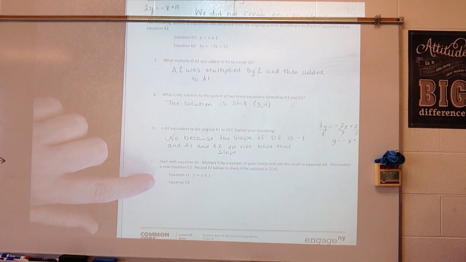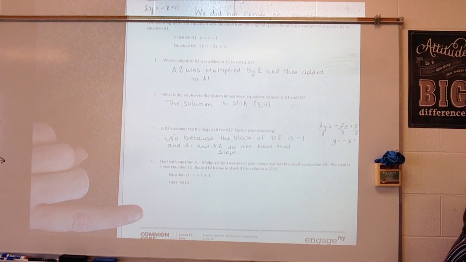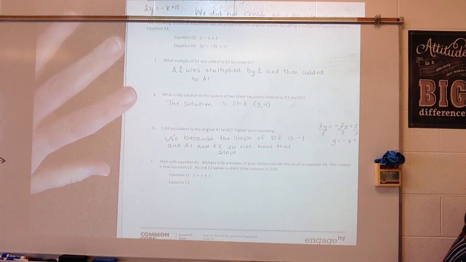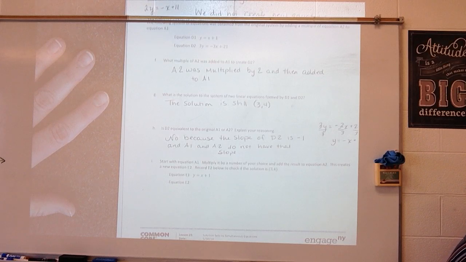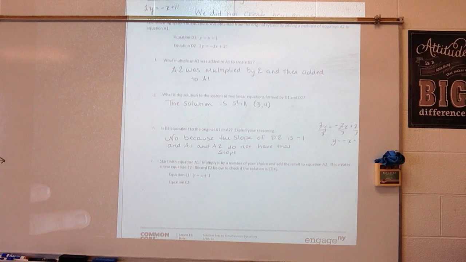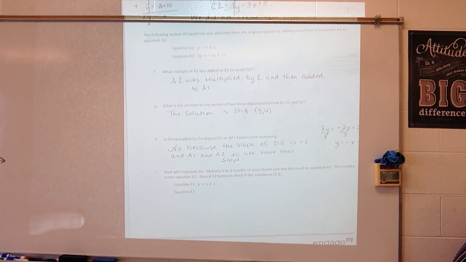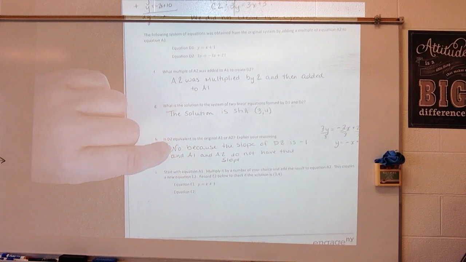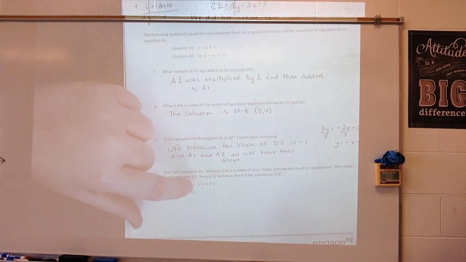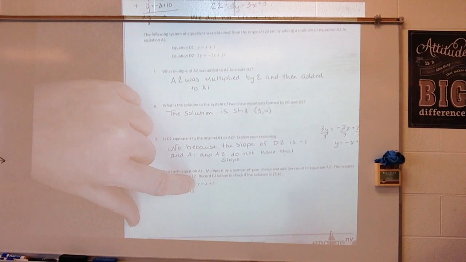Start with equation A1. Multiply it by a number of your choice and add the result to equation A2. This creates a new equation E2. Record E2 below to check if the solution is (3, 4). So let's just do this. We're going to multiply A1 by 4. So 4 times y is equal to x plus 1 would give me 4y is equal to 4x plus 1.